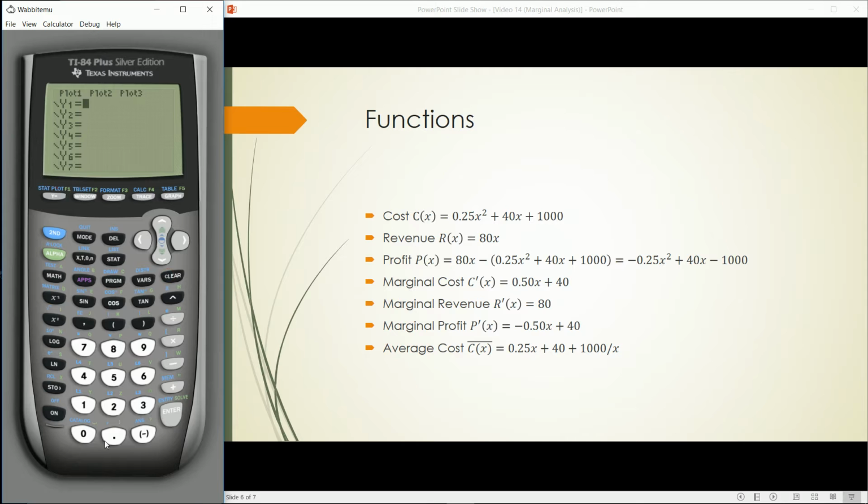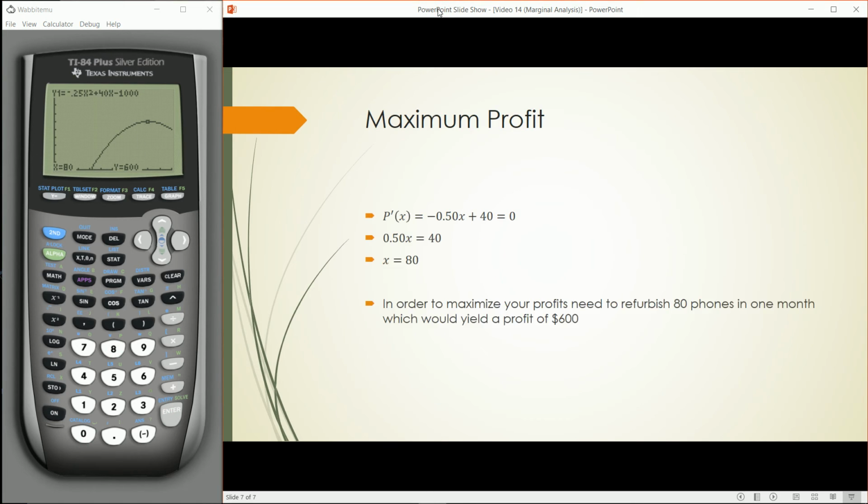So profit is negative 0.25x squared plus 40x minus 1,000. Now if we graph that, we see it comes up and then it starts going back down again. So right here is where our maximum profit would be. So if we trace it, and we said we had 80 phones for the maximum, yep, that seems to be the top. Which also means in order to maximize our profits, we need to refurbish 80 phones in 1 month, and that would yield us a profit of $600.